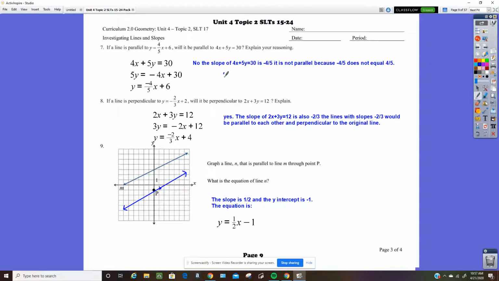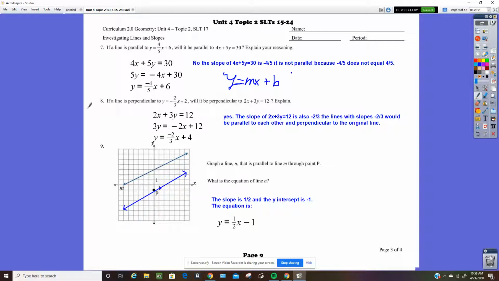So I got it in this form: y equals mx plus b, where m is the slope and b is the y-intercept.